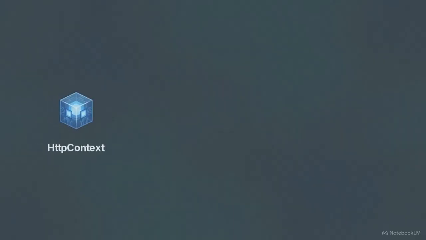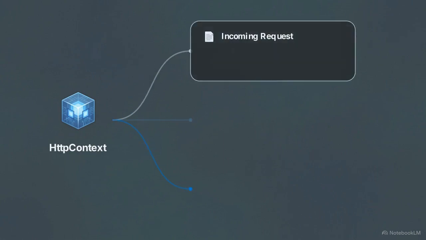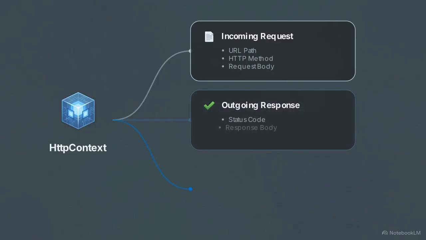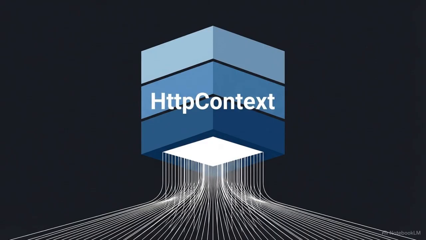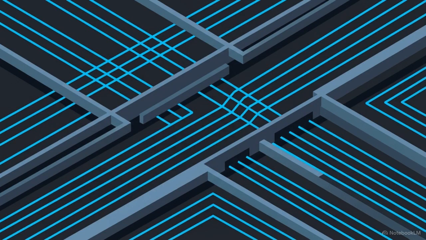In this animated diagram, you can see the HTTP context splitting into 3 distinct data streams: the incoming request carrying the URL and body, the outgoing response managing status codes, and the user identity claims holding authentication details. By capturing all of this in one place, the HTTP context acts as the single source of truth for an individual request's lifecycle. It solves the concurrency data isolation problem.